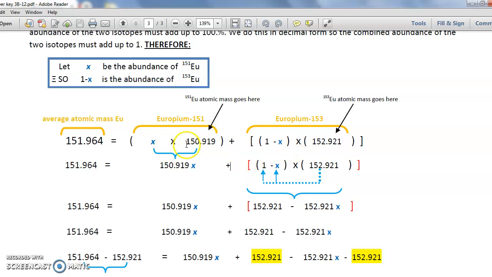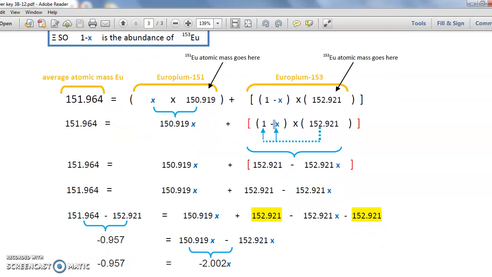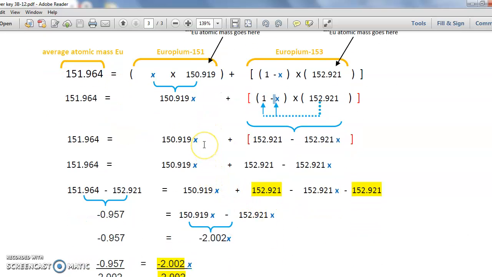So now what do we do? Well, we can go ahead and multiply 150.919 times X. We get this. And now we're going to take 152.921 times 1, because we're just going to multiply this through, or distribute that right through. 152.921 times 1 is 152.921. 152.921 times X is 152.921X. And there's a subtraction sign. So we just resolved what was in this parentheses and what was in this parentheses. That's all we did. Now we have 150.919X plus 152.921 minus 152.921X.